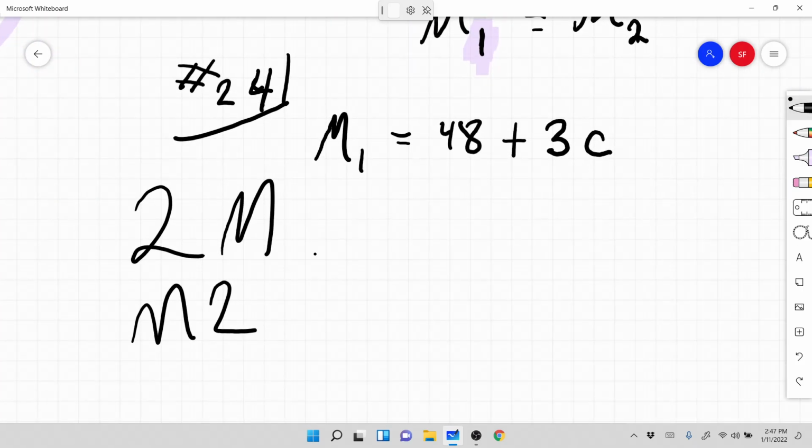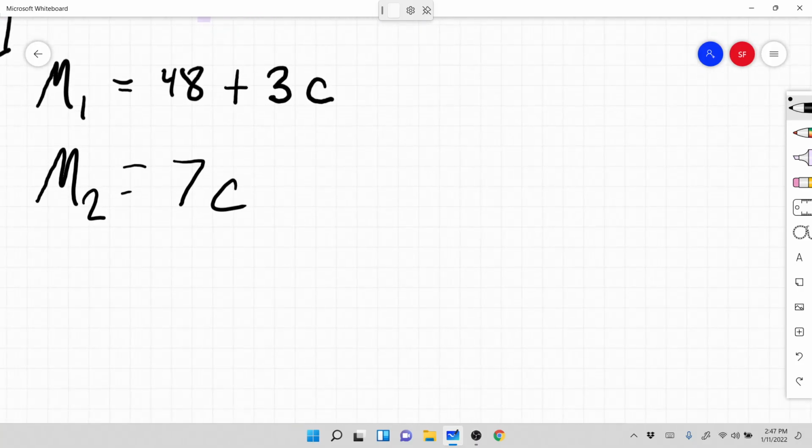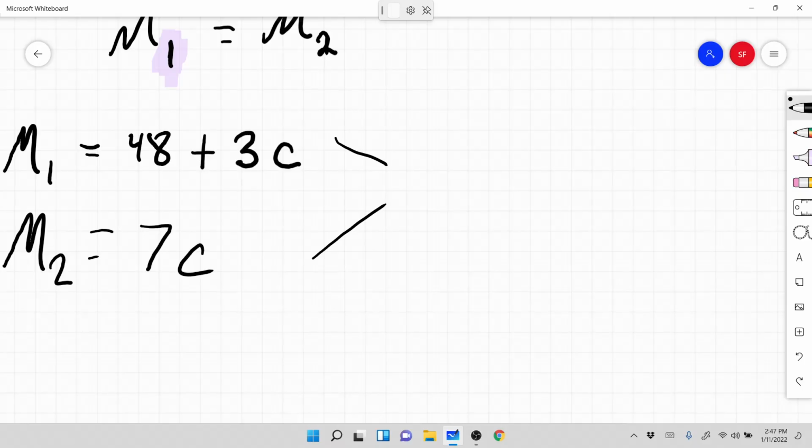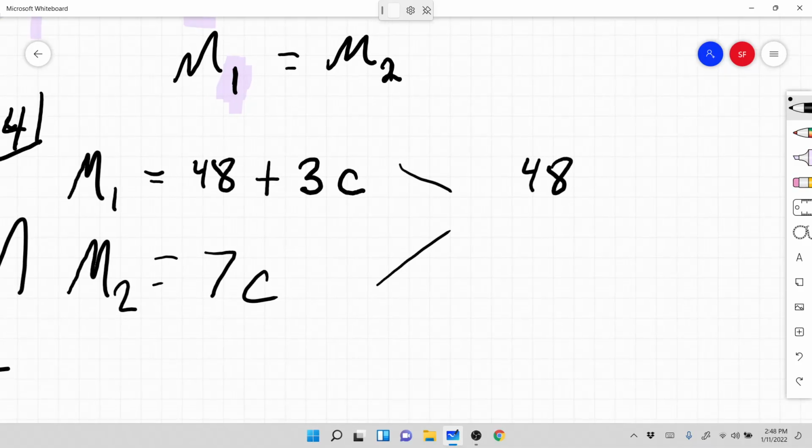Okay. It also tells us that the second person just bought 7 CDs, right? Mm-hmm. So since those are equal, we can use those bits and make an equation, right? Yes. So 48. You don't have to write all of this stuff that I'm writing here.